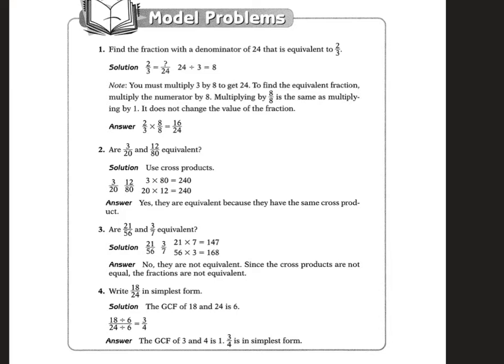For 4, it asks you to write 18/24 in simplest form. You could start by dividing these by 2. If you did, you would have 9/12. However, they're both divisible by 3, so that's 3/4.